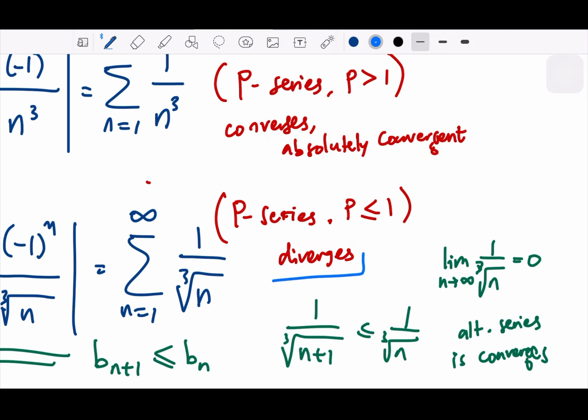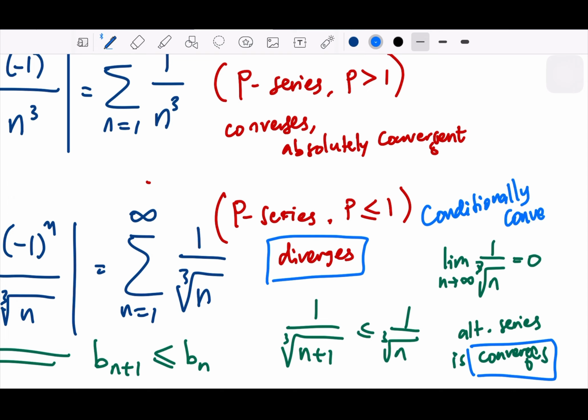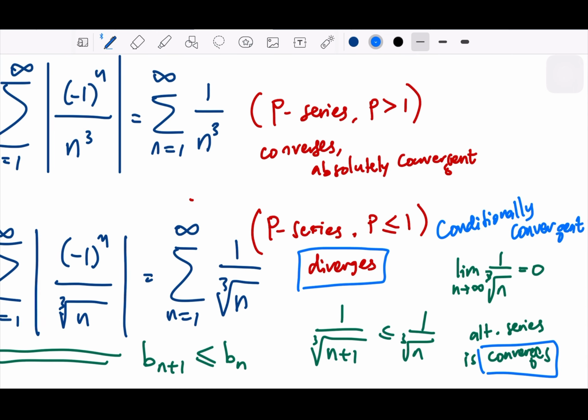Then the conclusion: since the absolute value diverges, but the series converges, we can say that this is conditionally convergent. I hope you don't get confused by my writing here.